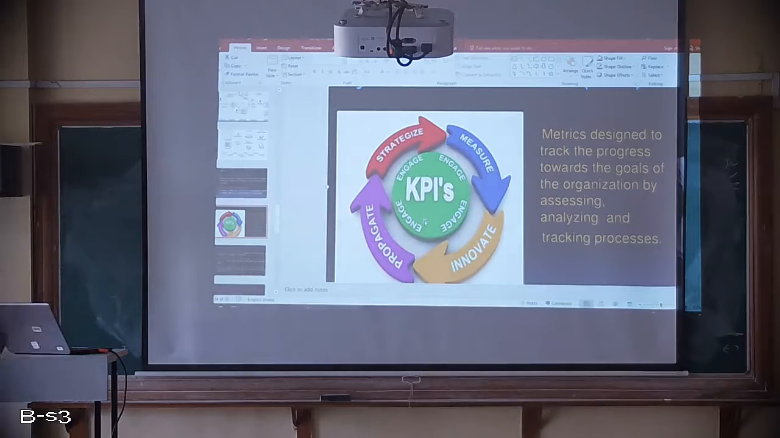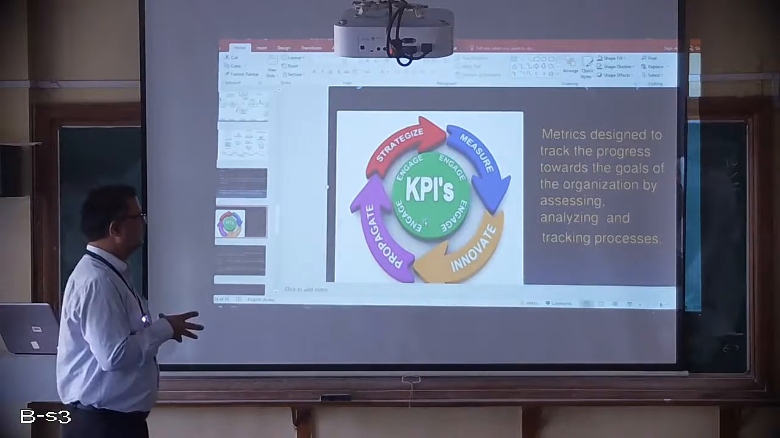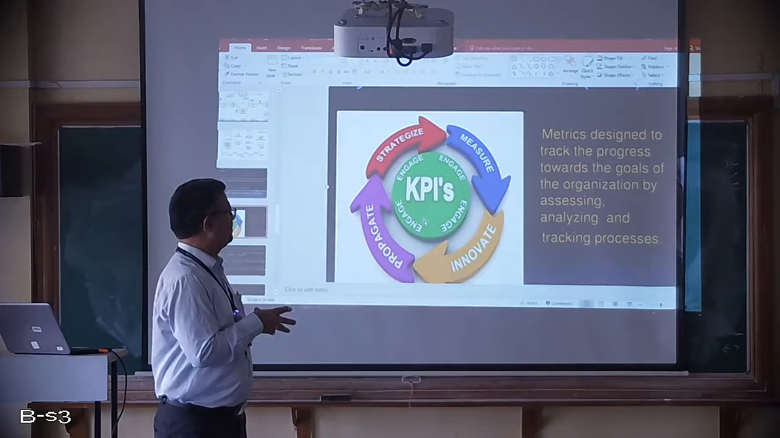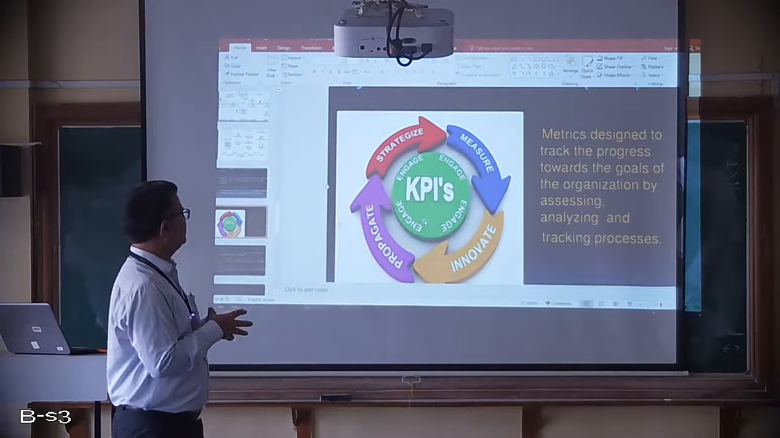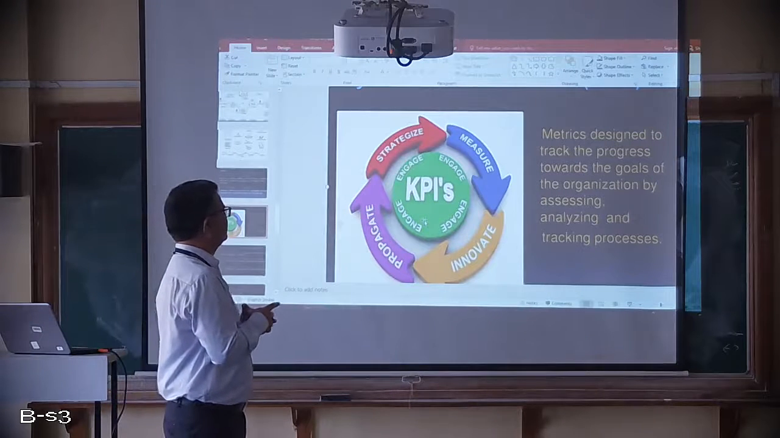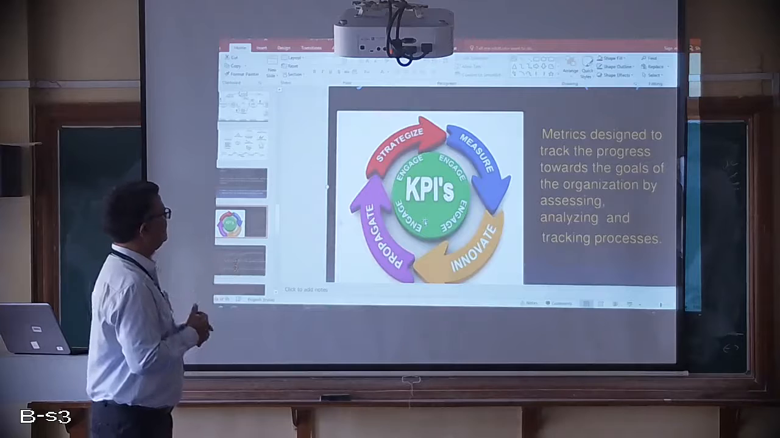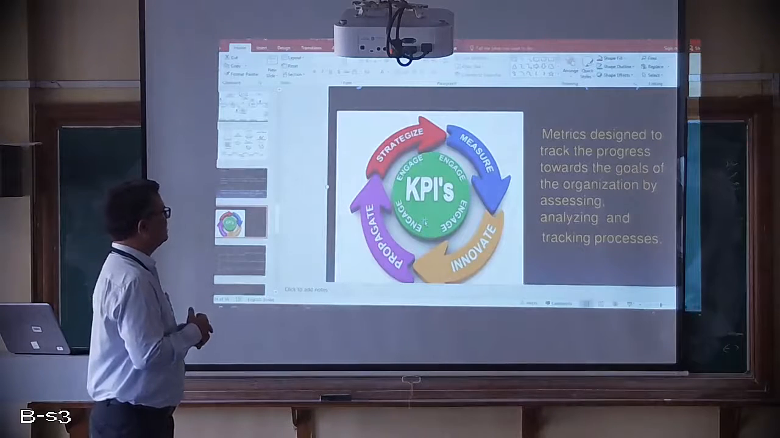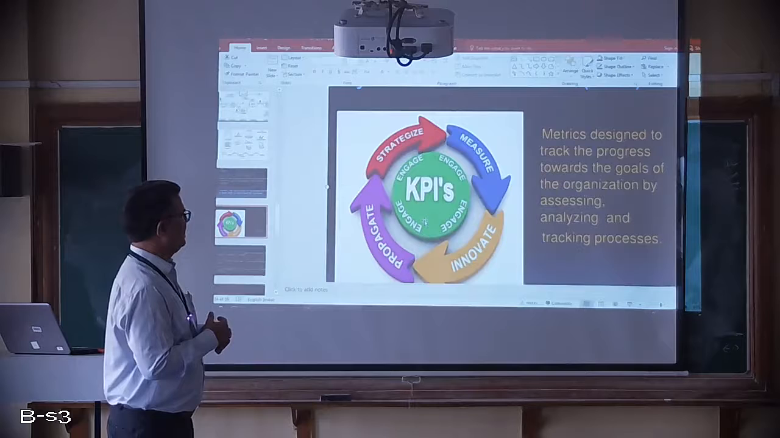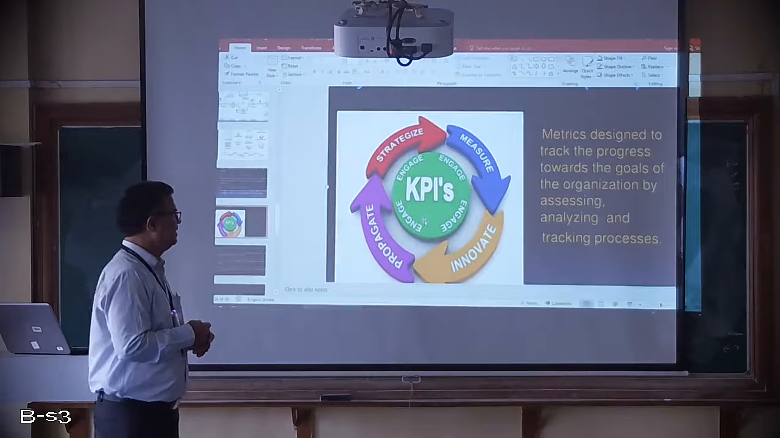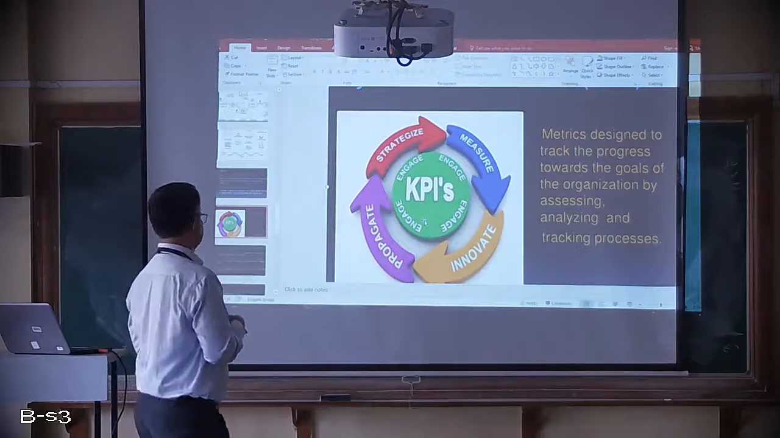Just like in the process we call them bottlenecks, in a similar way there are some key performance indicators. So basically KPIs are designed to track the progress towards the goals of the organization by assessing, analyzing, and tracking the processes.